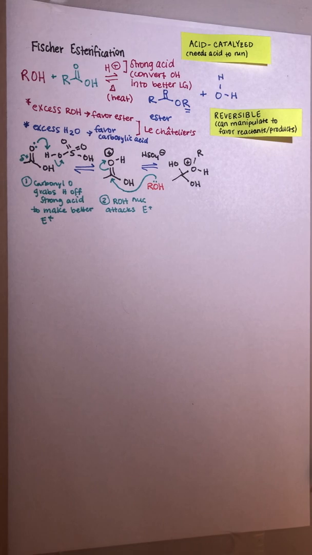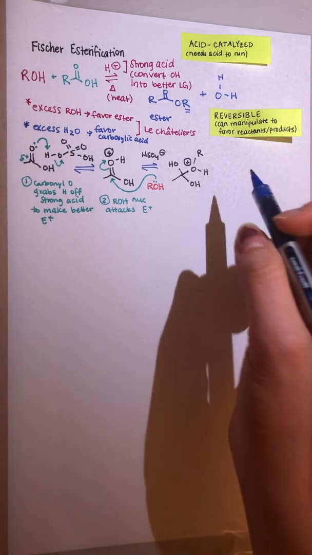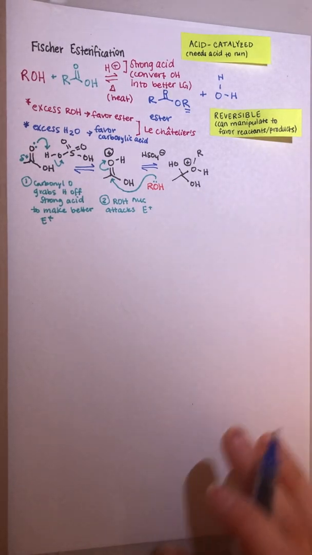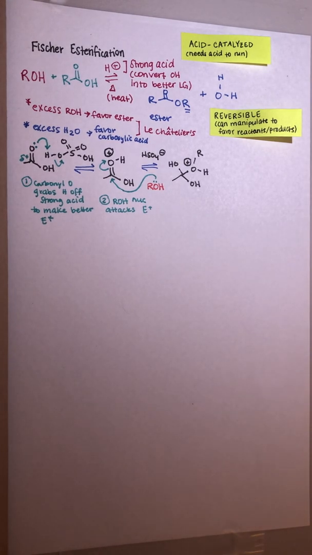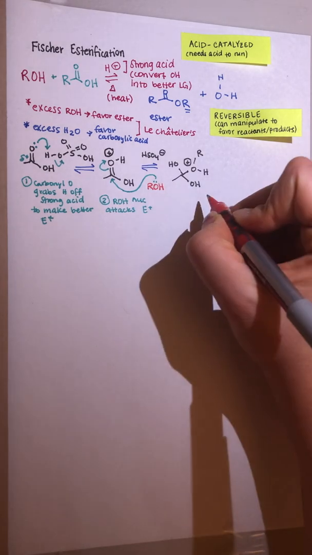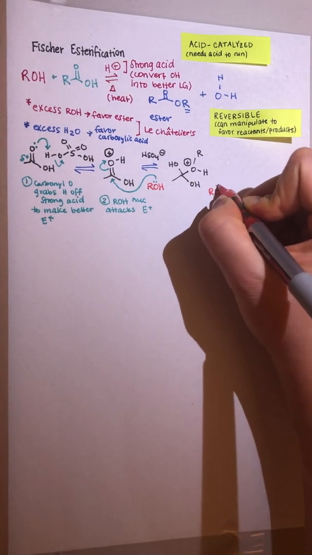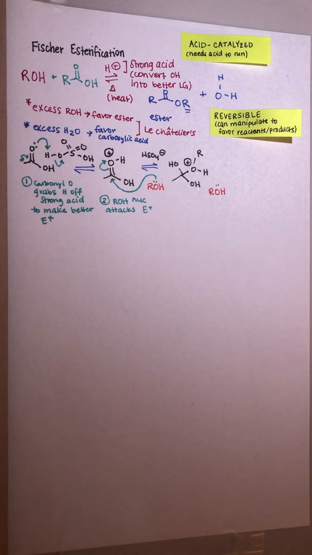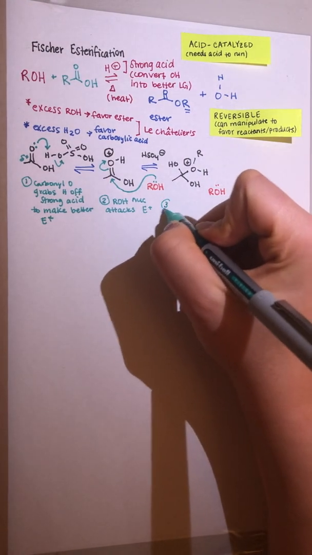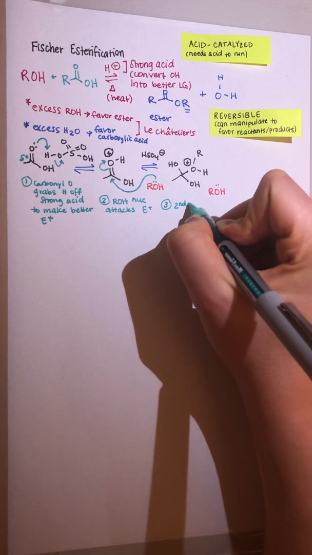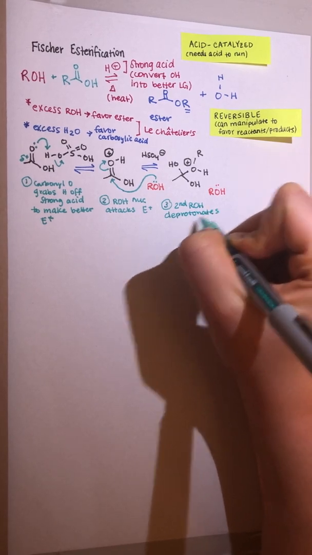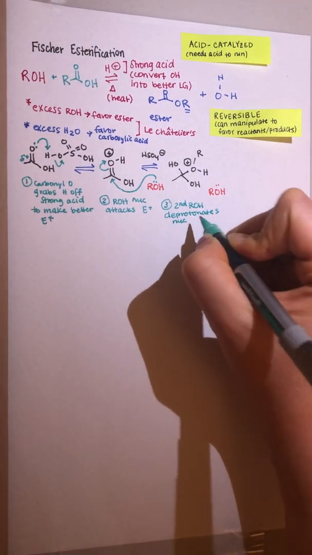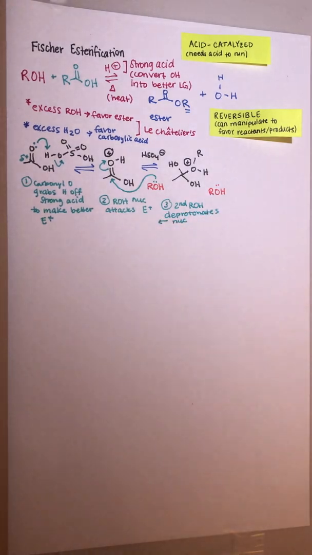Again, you could probably use any generic base, but in this case you can also use just another equivalent of your alcohol, because we don't do intramolecular proton transfer in this case. So here it is, second equivalent of that alcohol. Let me write that. Okay, so second ROH deprotonates the nucleophile, I guess, that you just used in that step.